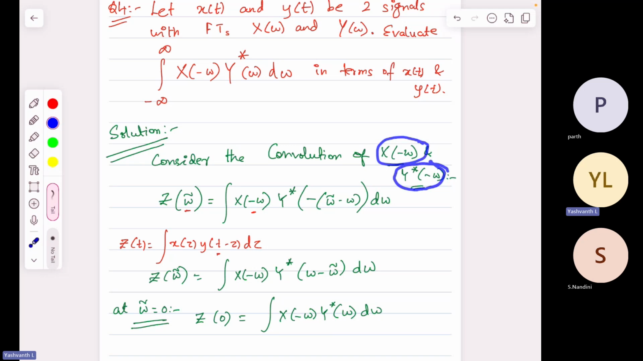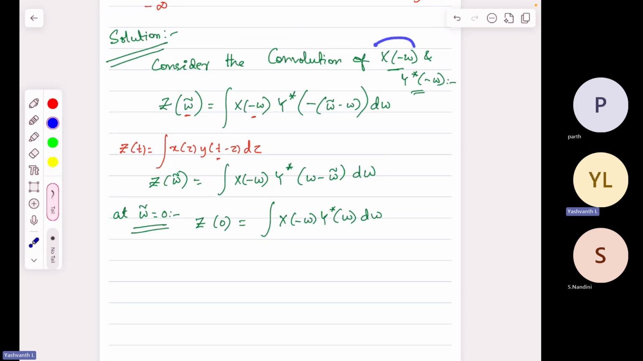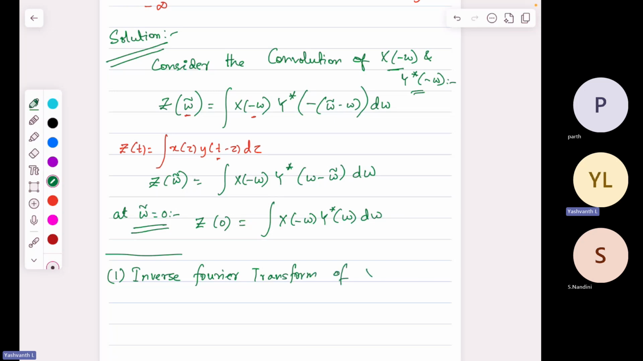Use the convolution property to find this answer. Okay, first let's do it step by step. Let's first compute the inverse Fourier transform of X of minus omega. First step, inverse Fourier transform of X of minus omega.